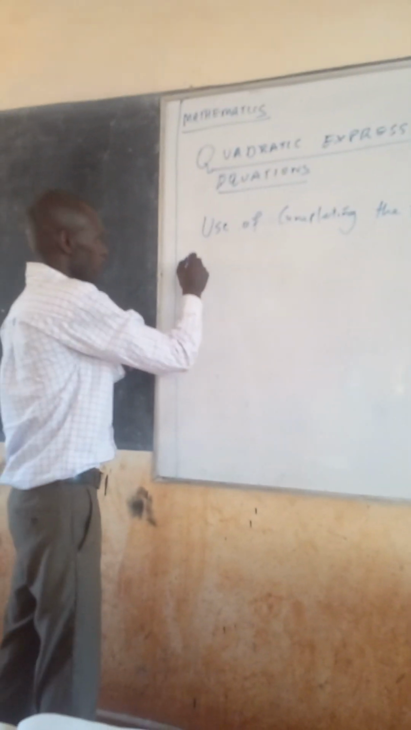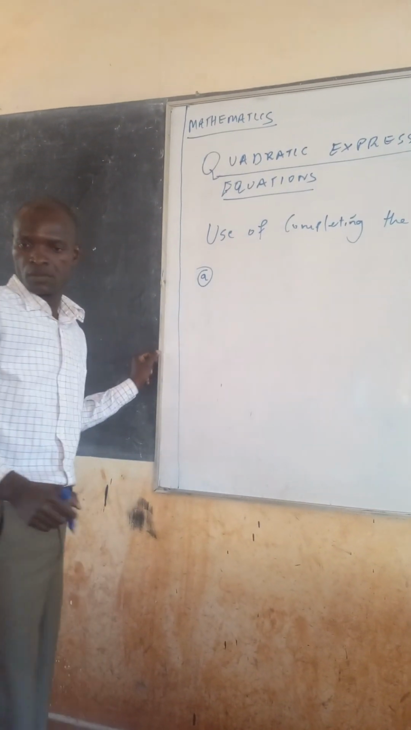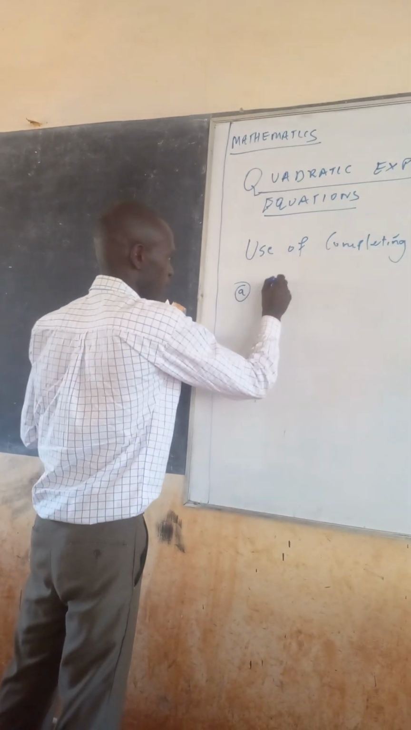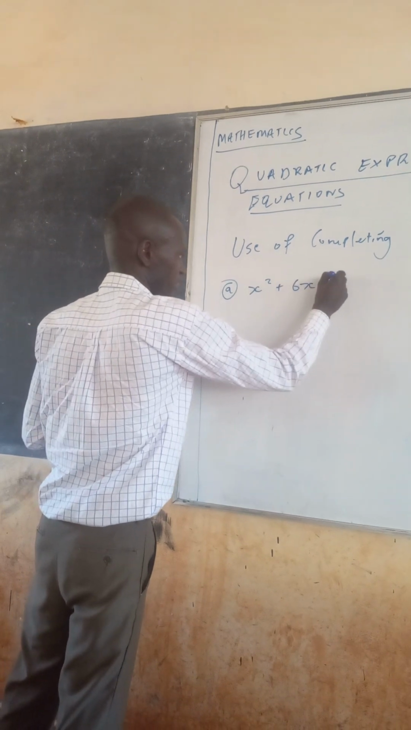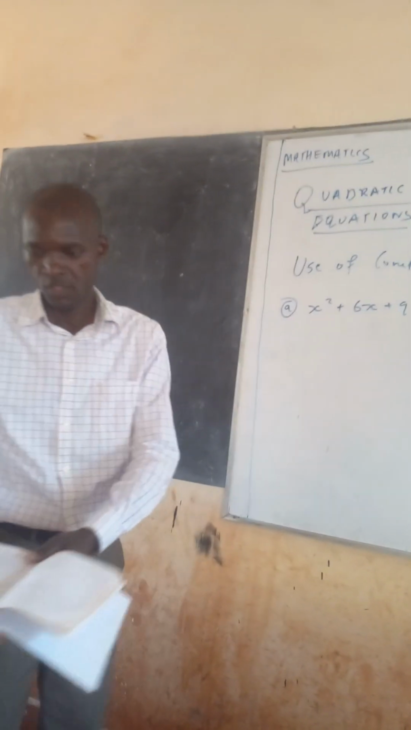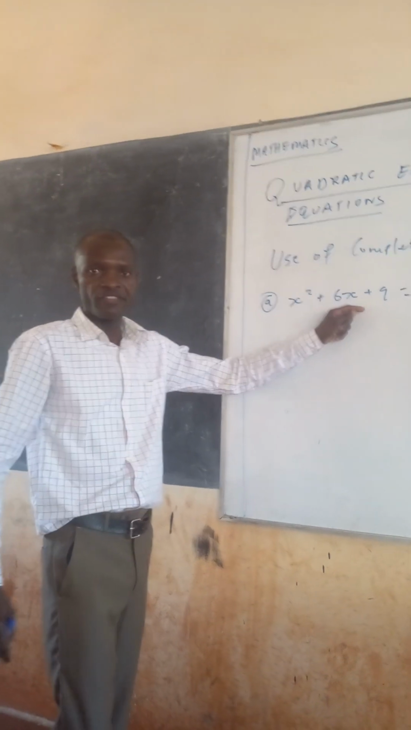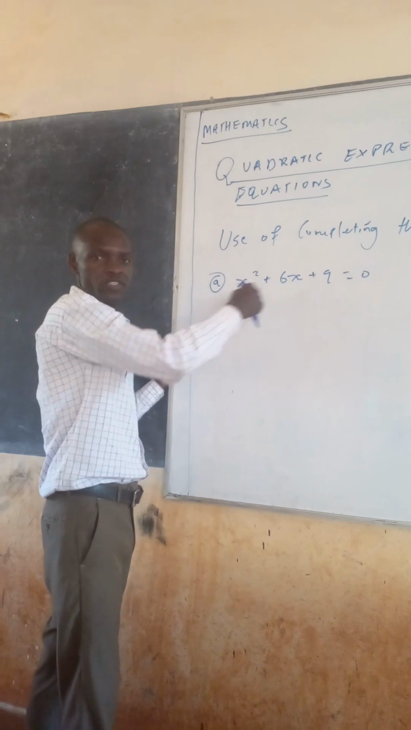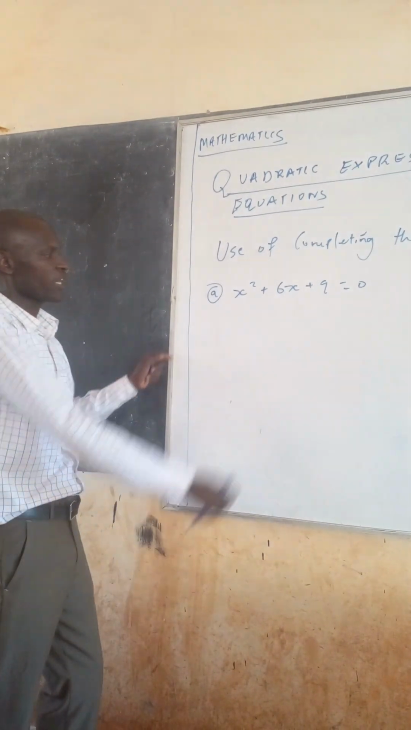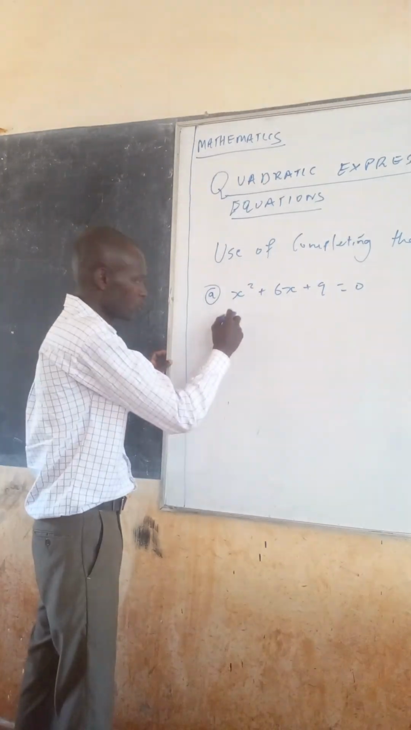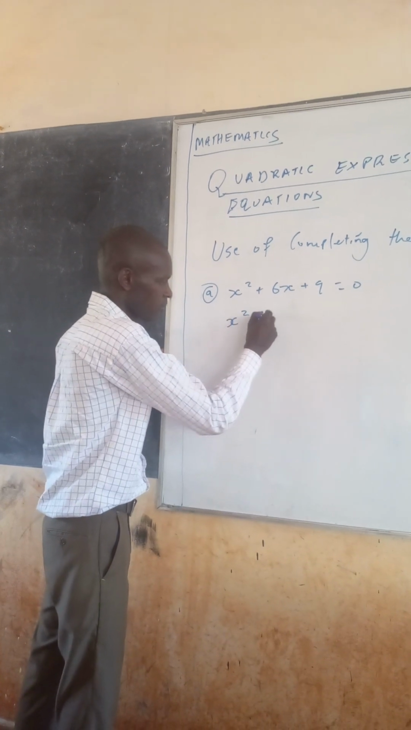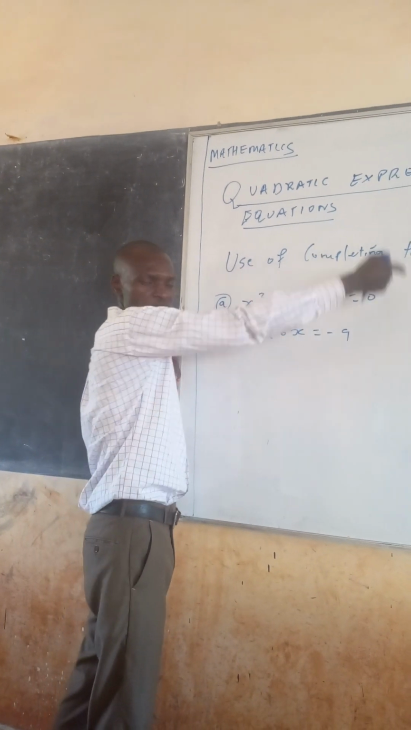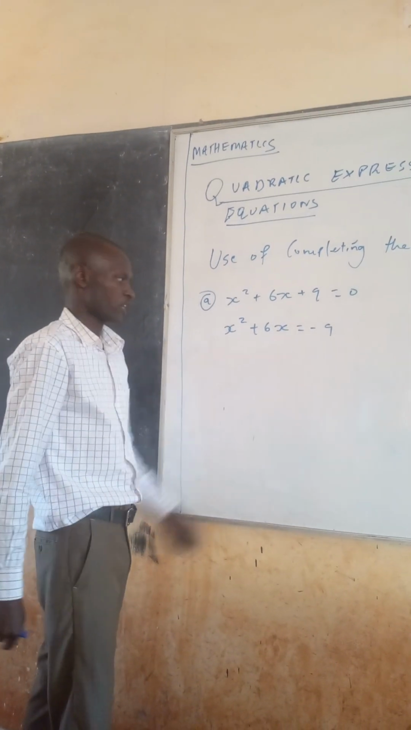In this method we shall look at an example, and in this example let's pick this one: x squared plus 6x plus 9 is equal to 0. Having this equation, we can go and solve for the expected values of x. The first step is to say x squared plus 6x is equal to negative 9. We push the 9 to the other side so that we have negative 9.